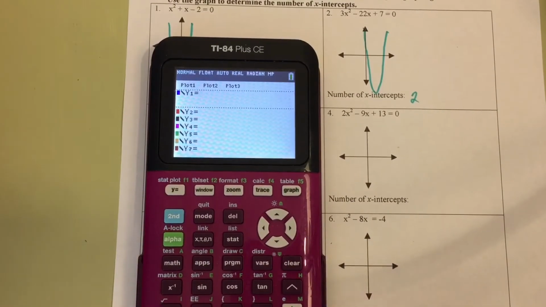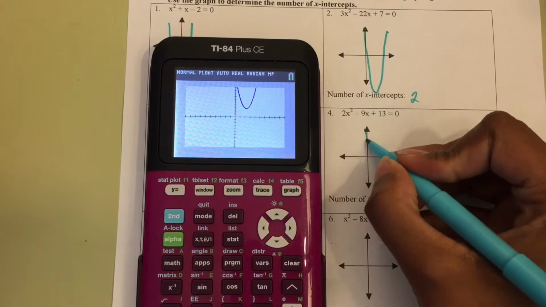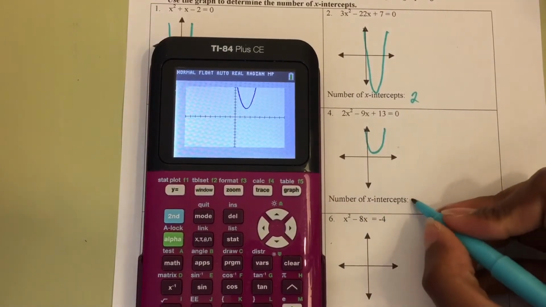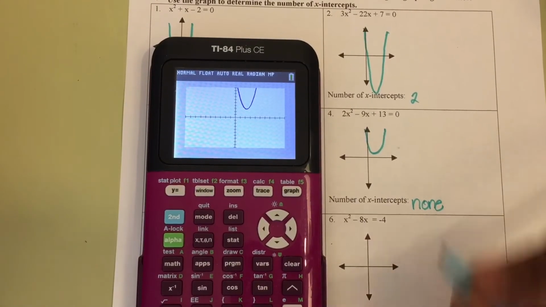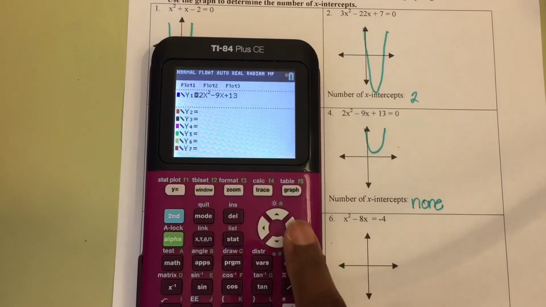So on the next one, if it's set equal to 0, we're good to go. 2x squared minus 9x plus 13. But this one starts up here, comes here. Number of x-intercepts? None. You can say 0. That works too. And then the last one.